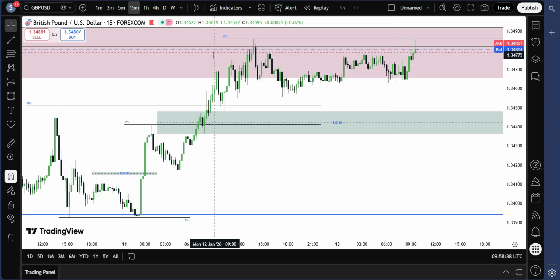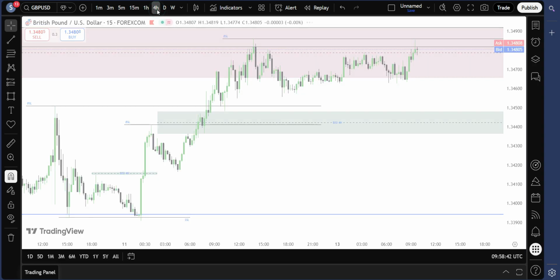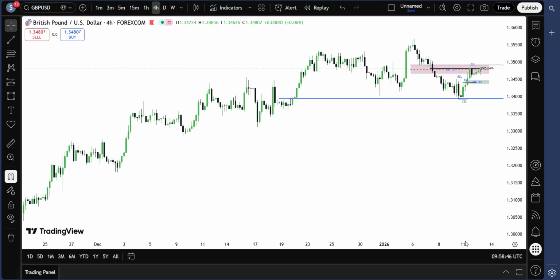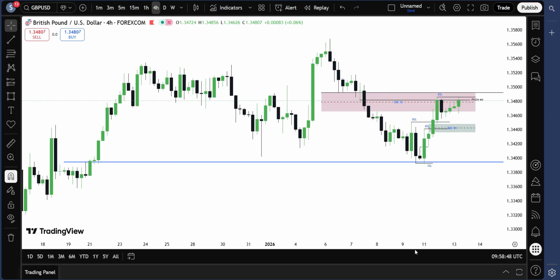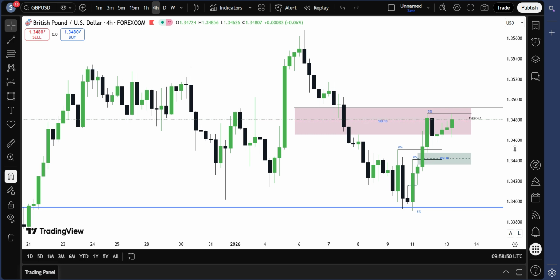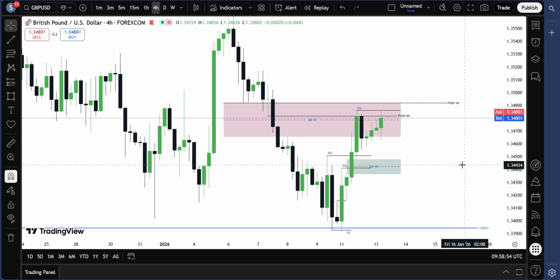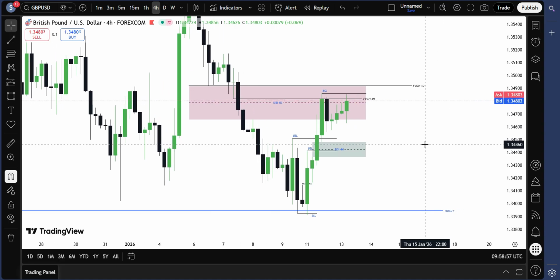Alright guys, so I'm back. So we're just moving between 4-hourly and then 15 minutes. So let's stay on the 4-hourly chart. Let's be here, waiting for the news, which shall be released in just about a minute.